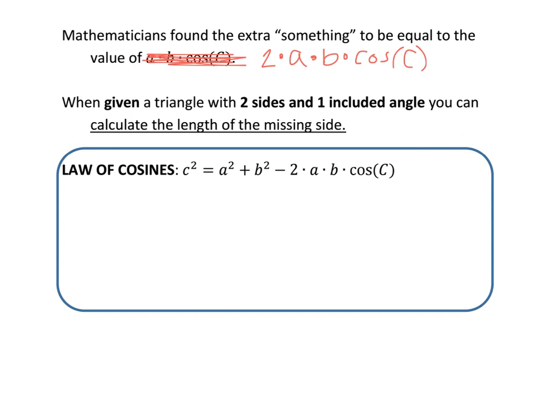When given a triangle with two sides and one included angle, you can calculate the length of the missing side using the law of cosines. The law of cosines is c squared equals a squared plus b squared minus 2 times a times b times the cosine of the angle C. So that's the only angle involved. The rest are sides. All right, we need a picture to go with this.